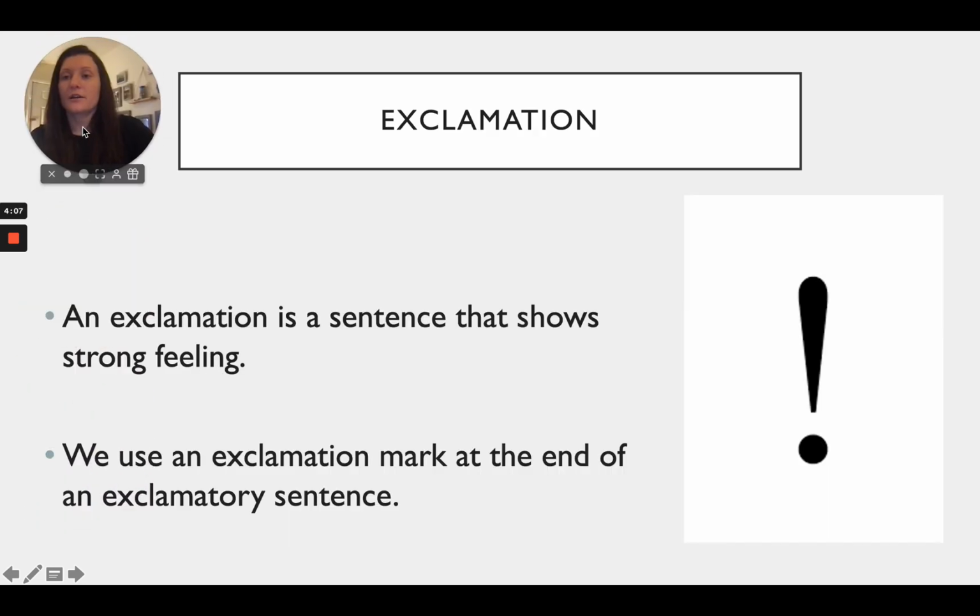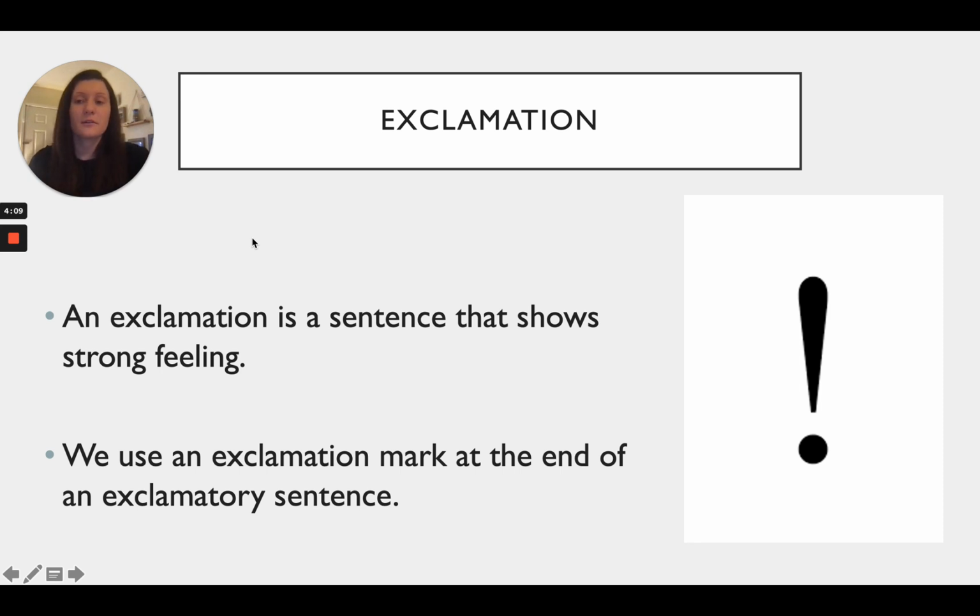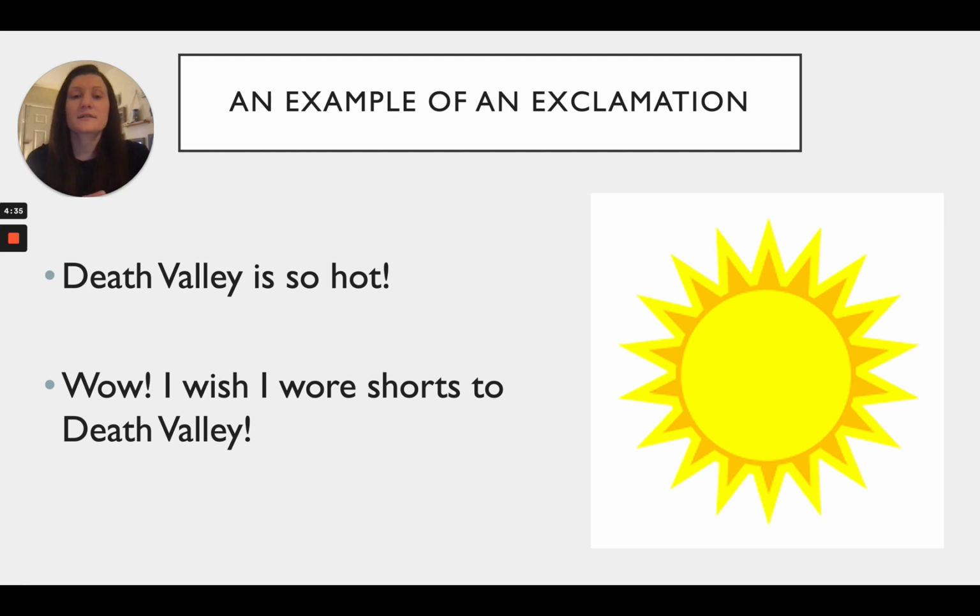All right, and our last sentence type here is exclamation or exclamatory. An exclamation is a sentence that shows strong feeling. And we use an exclamation mark at the end of an exclamatory sentence. So we see here we have a picture of what an exclamation mark looks like. Let's take a look at an example of an exclamation. Here we have our first sentence, and we have the exclamation mark at the end. Death Valley is so hot!